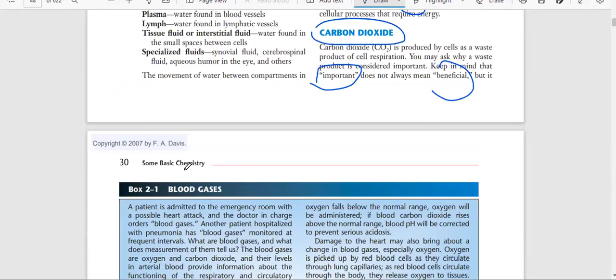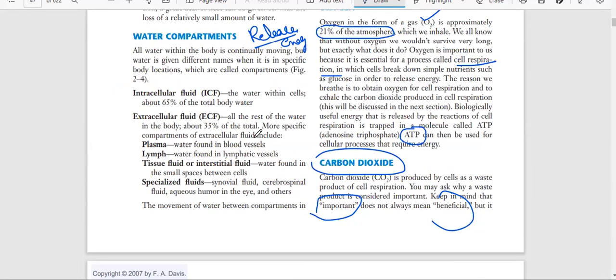So that's the reason: sorry, oxygen is needed for energy breakdown, and carbon dioxide has to be released from the body so as not to cause acidosis.